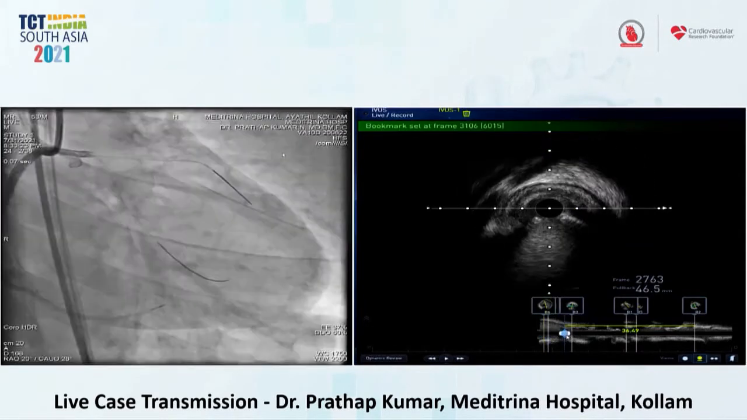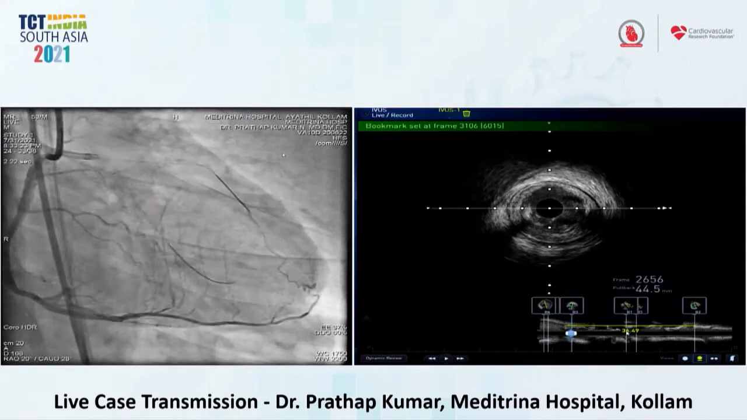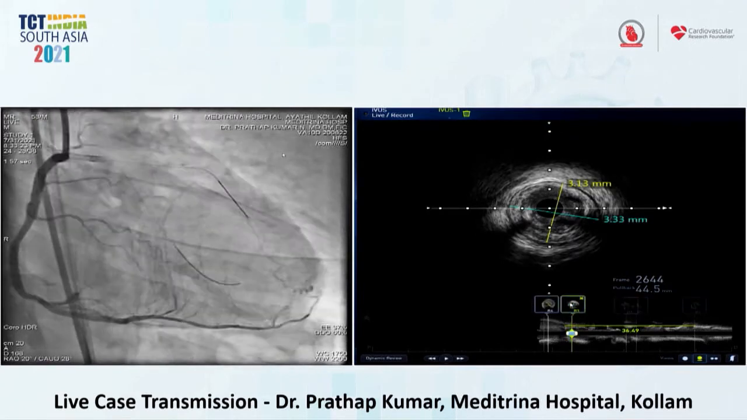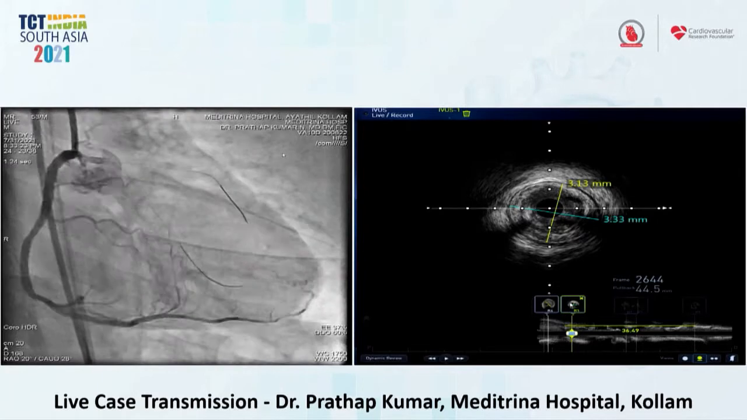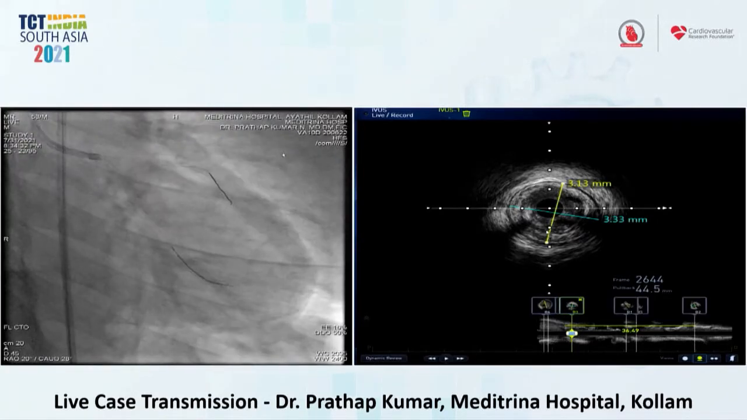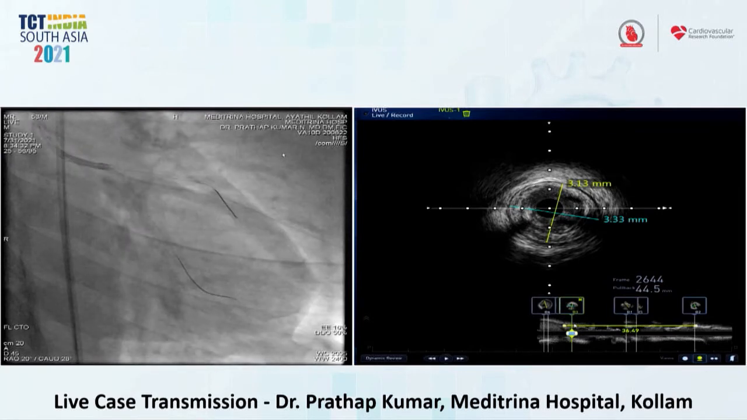We removed the total left system. We actually checked an injection to see that the septal collaterals are okay. Then we kept the microcatheter in the septum. That is actually the way to be done because we don't want to damage that till everything is out. Then we removed the septals, the right system.